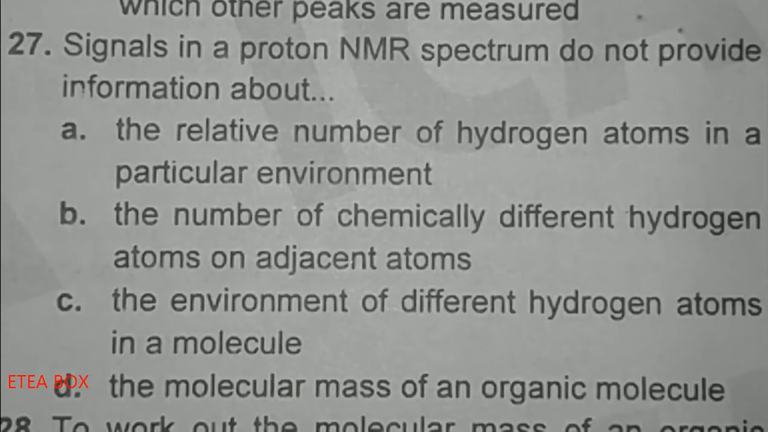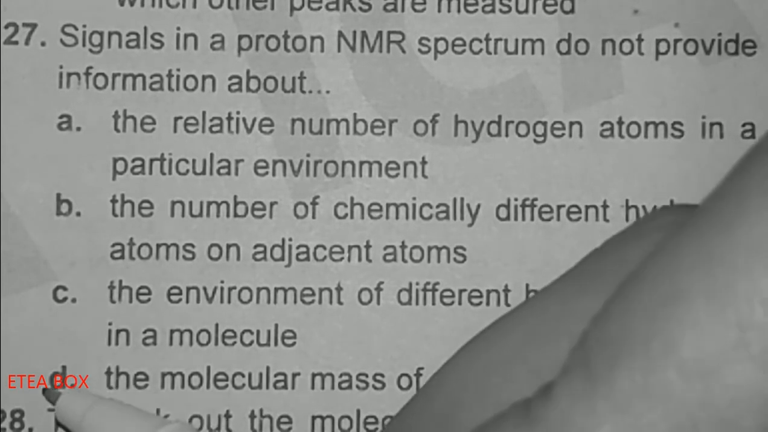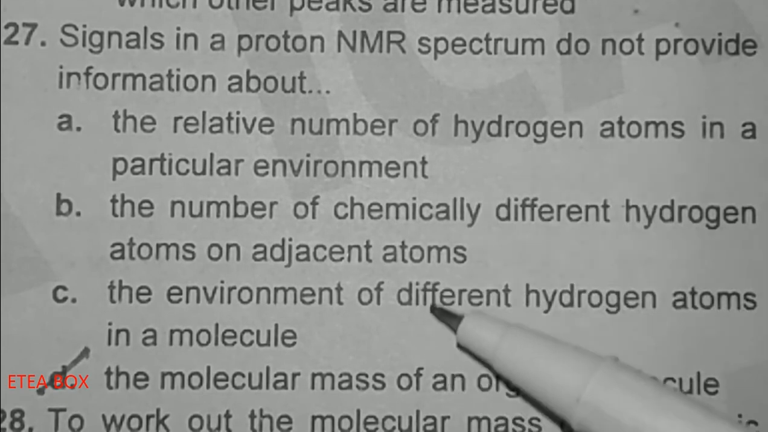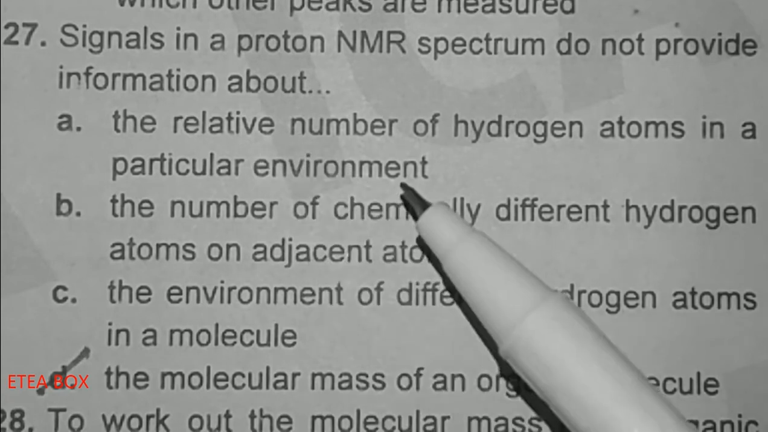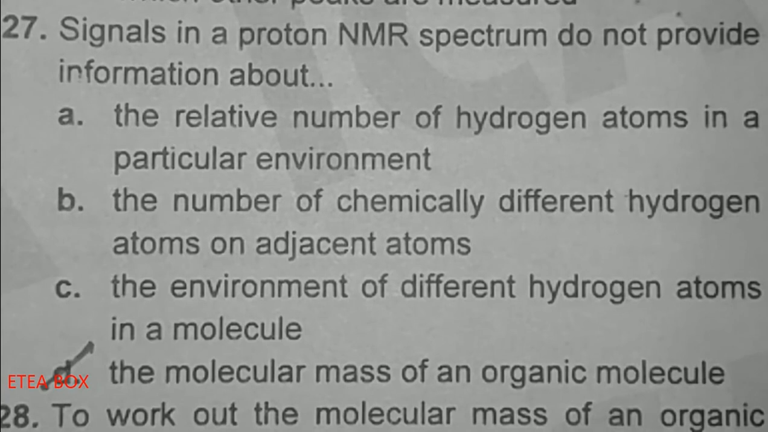Signals in a proton NMR spectrum do not provide information about which of the following? Option A is the relative number of hydrogen atoms in a particular environment, then the number of chemically different hydrogen atoms on adjacent atoms, the environment of different hydrogen atoms in a molecule. D is the molecular mass of the organic molecule. So option D is the incorrect one, because the molecular mass of an organic compound is obtained only by mass spectrometer. These three pieces of information can be obtained by using a proton NMR spectrum. So option D is the correct answer, since it is incorrect about the NMR spectrum.